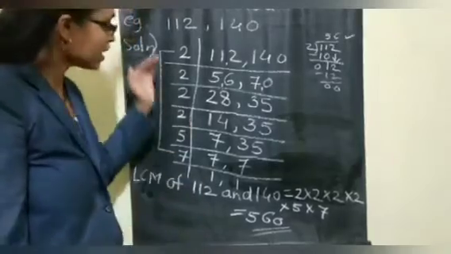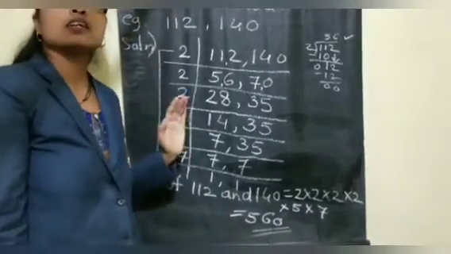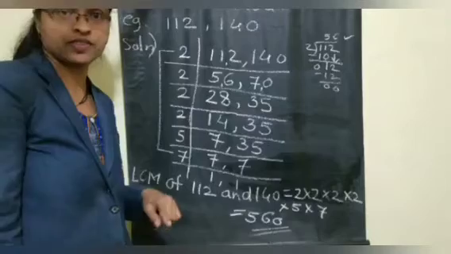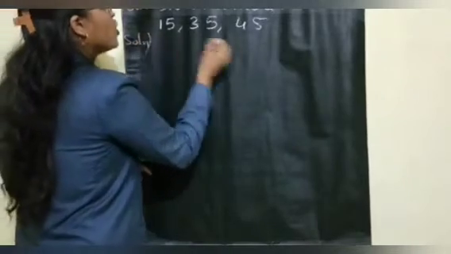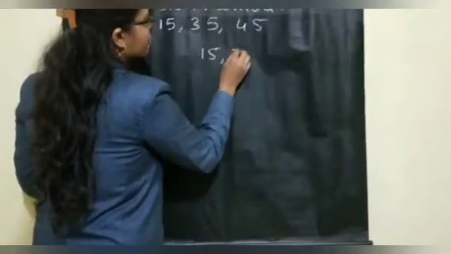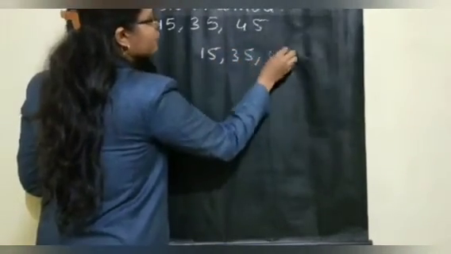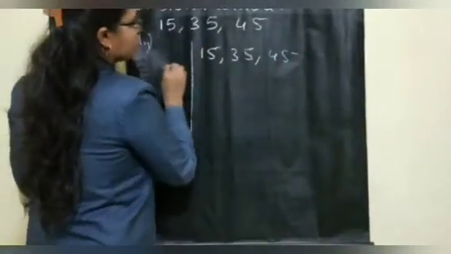Understood, children? Like this you have to solve and find the LCM by the long division method. Let us try one more example. So the solution: now take all these three numbers together, 15, 35, 45, and let us start.